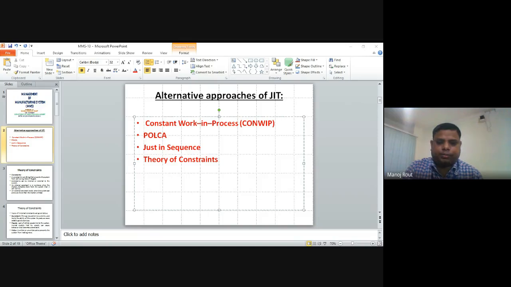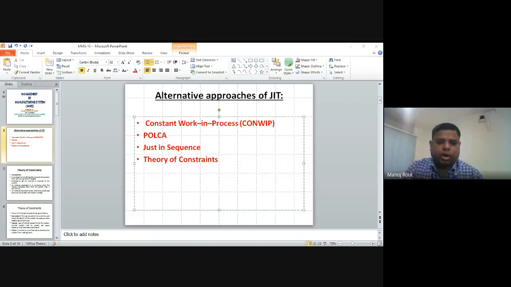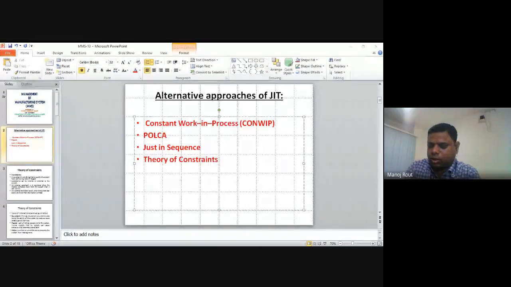Manasi Behra. Sir, production will be done when the order is placed. What is make to order? Amlan Sahu. Make to order, sir, it means the production activity starts when the producer gets an order from the customer. The next question is, what is classical manufacturing cell?